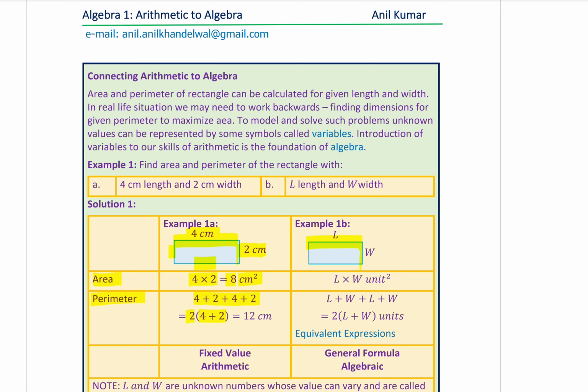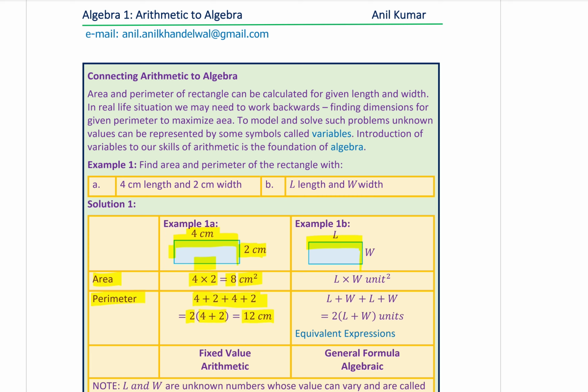Okay. Now, 4 plus 2 is 6, 6 times 2 is 12, and we know this is 12 centimeters. Well, some of you will directly count 4 plus 2 plus 4 plus 2, which is 12 centimeters. Good enough. So we found both area and perimeter of this particular rectangle.